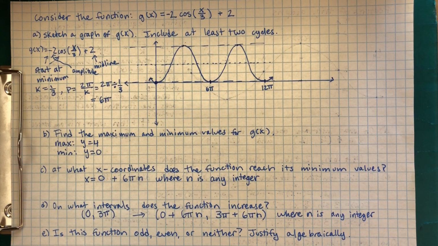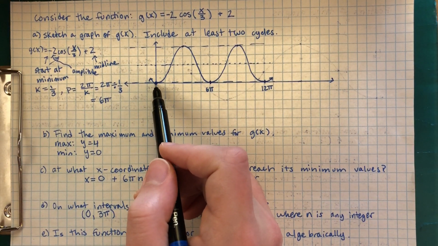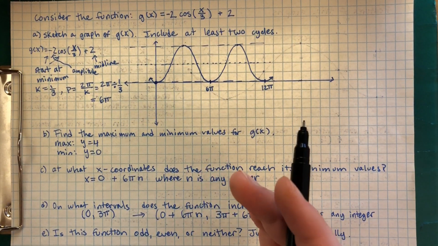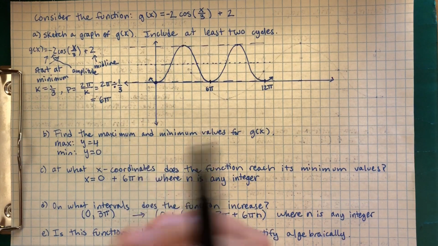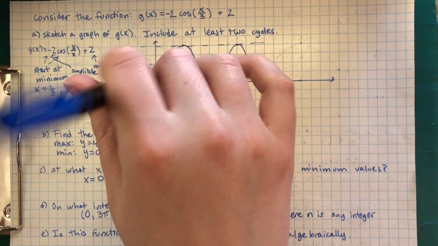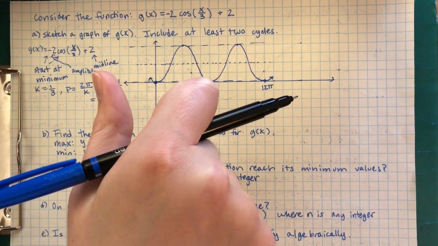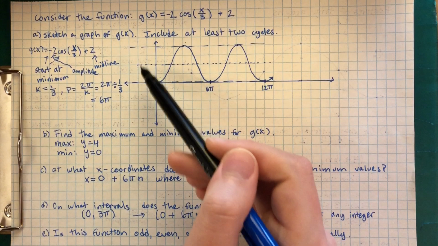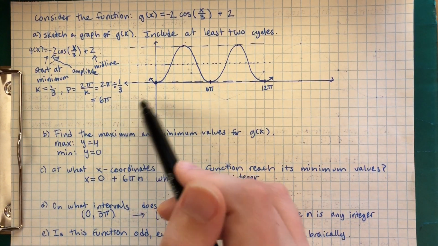Is this function odd, even, or neither? Looking at the graph, it does pass through the origin. That doesn't really matter for even functions. It does matter for odd functions. Let's think about if we took this thing and turned it upside down, we can tell that that would not work because right now it's above the x-axis, and if we turned it upside down, it would be below.